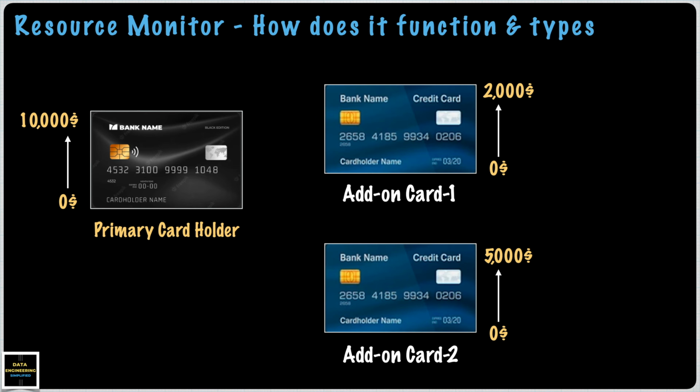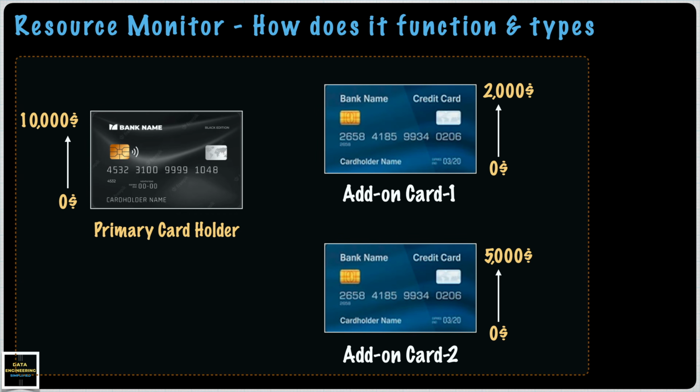In this example, the primary card holder has a credit limit of $10,000. The add-on card 1 holder has a credit limit of $2,000 and the add-on card 2 holder has a credit limit of $5,000. These add-on card limits are sub-limits and cannot exceed the primary cardholder limit, and in this case, that is $10,000. Collectively, all three cardholders cannot spend more than $10,000 in any given billing cycle.